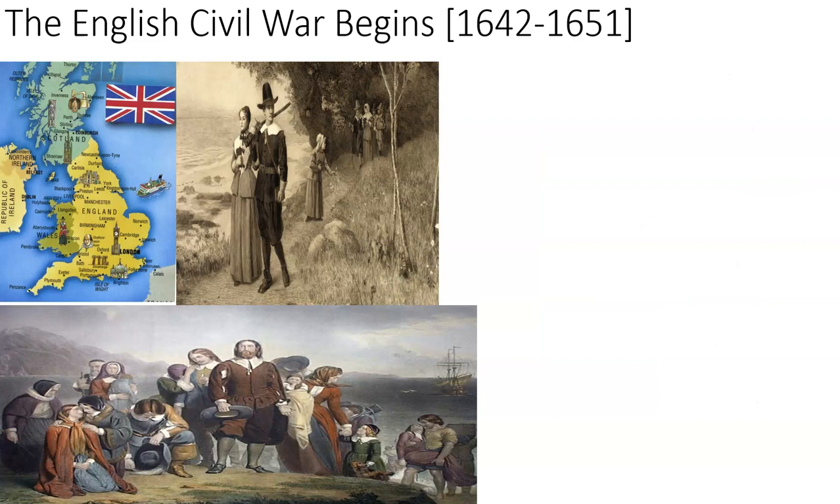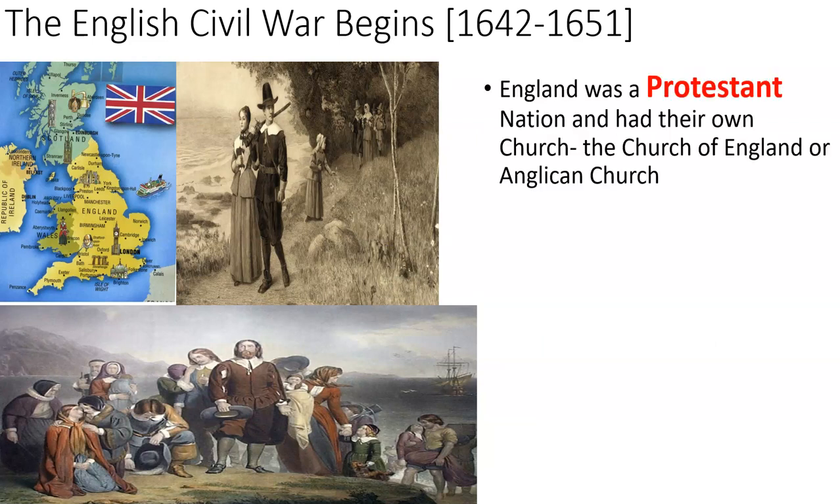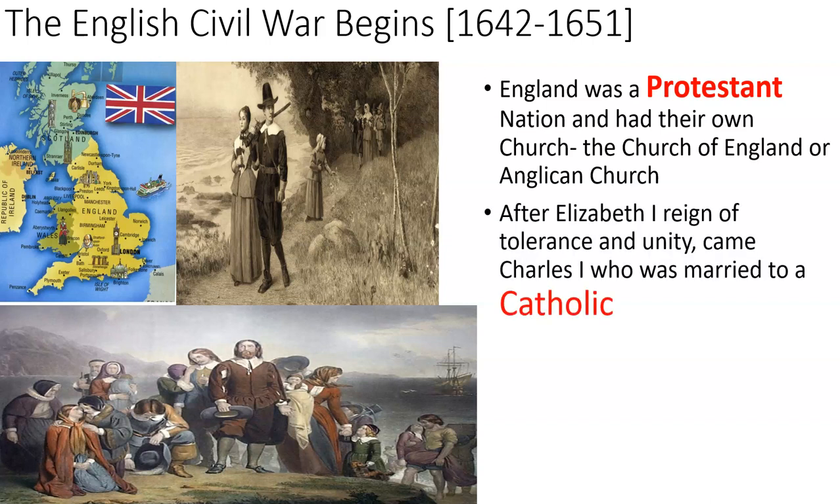So how does a civil war break out afterwards? Well, England has religious problems. Protestant, Catholic, you guessed it, right? So there's this Protestant church, the Church of England. We talked about how Henry VIII made that. And then you've got Elizabeth, who is totally tolerant. But after her, you get Charles, who's a Catholic. That's going to create this division.